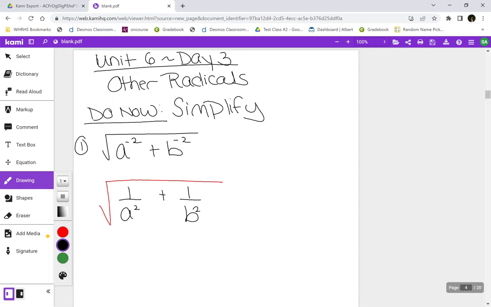So now we need to just simplify within the radical. What do I mean when I say simplify within the radical? It means I need to add these. How do I add these? By creating a what? How do you add fractions? By creating a common denominator. We need to create a common denominator. What is my common denominator? A squared, b squared. Oops.